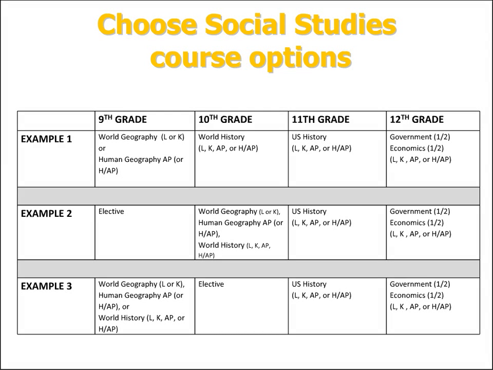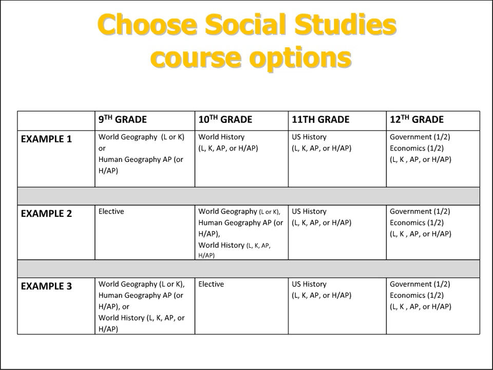And then in 10th grade, you can choose whether you want World Geography on level or K level, Human Geography AP or Horizons AP, or if you want just World History on level, K level, AP, or Horizons AP.